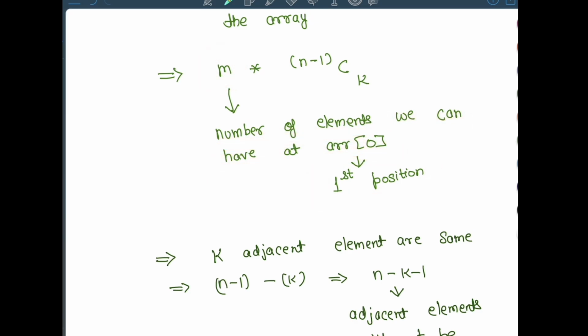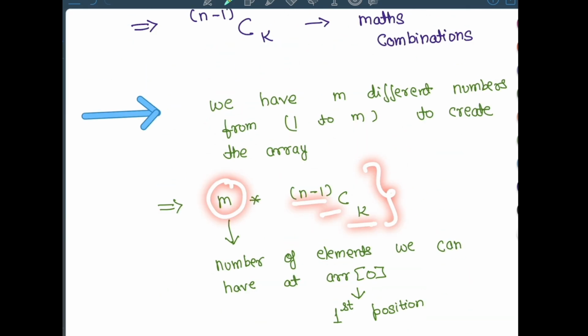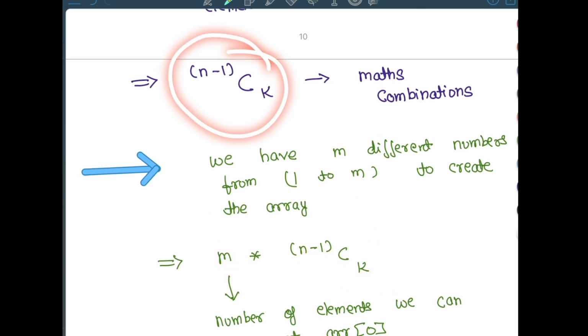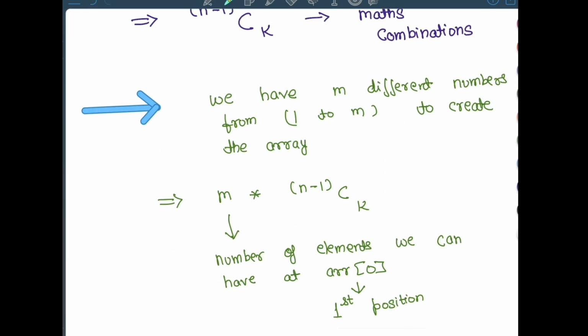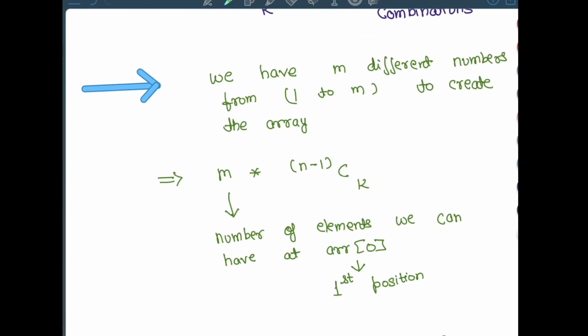So now our formula is m multiplied by n minus 1 c k. This n minus 1 c k is exactly what we have here. That is, how can we choose k different adjacent positions out of n minus 1 positions. Now we need to try to fill the elements. At the first position, I will try to fill m different number of elements. Now what about the other positions? Now let us try to understand it.